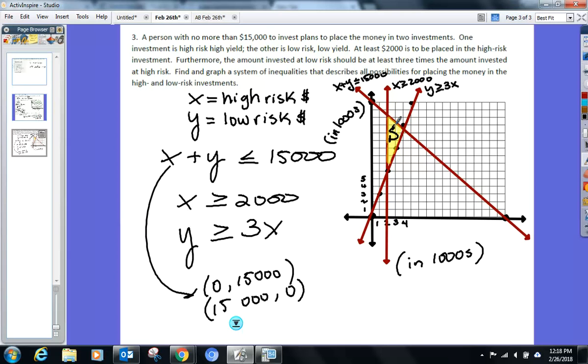Last question. And I know this is not on here, but I want to know. Give me a point, an actual point that is a clear point in that solution. 3, 1, 2, 3, 4, 5, 6, 7, 8, 9, 10. Okay, 3, 11. Yep. What's that mean? He can put how much into his high risk? 3,000 and 11,000 into his low risk if he wants to satisfy all these requirements.